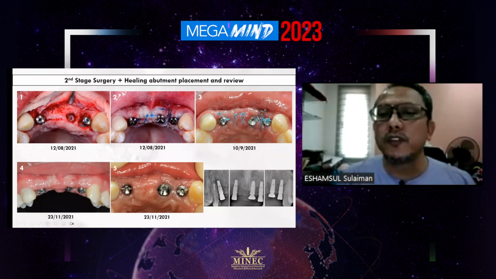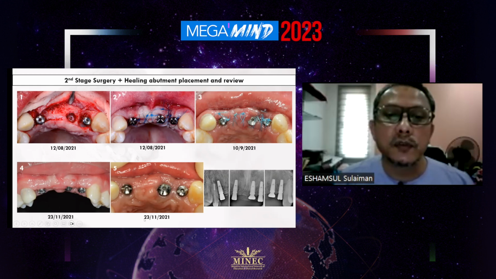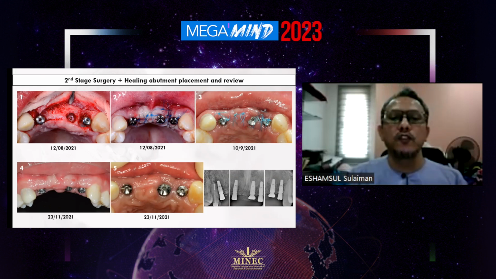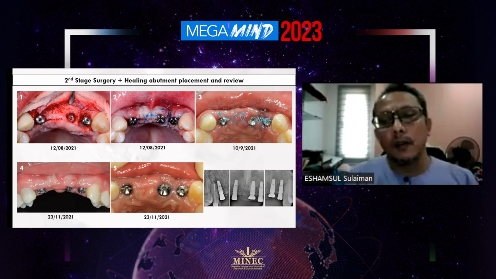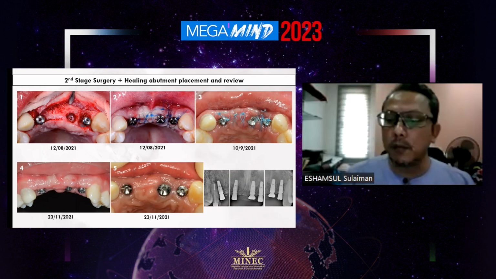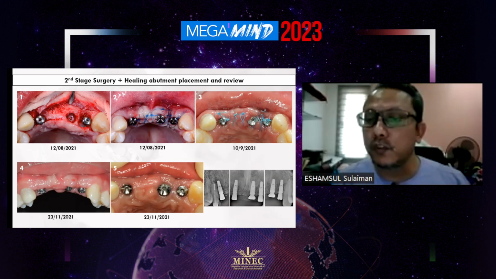Here the picture is about 3 weeks after placement, with good healing around the healing abutment, and about 3 months after the placement of the healing abutment, you can see maturation of the soft tissue around it. The periapical radiograph also confirmed the full seating of the healing abutment at the time of placement, with good interproximal bone height.